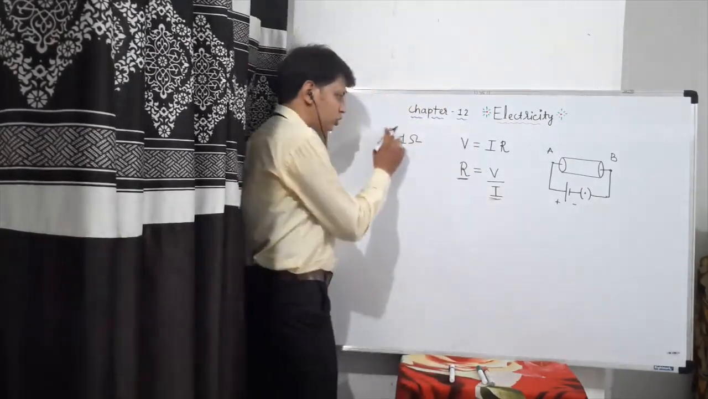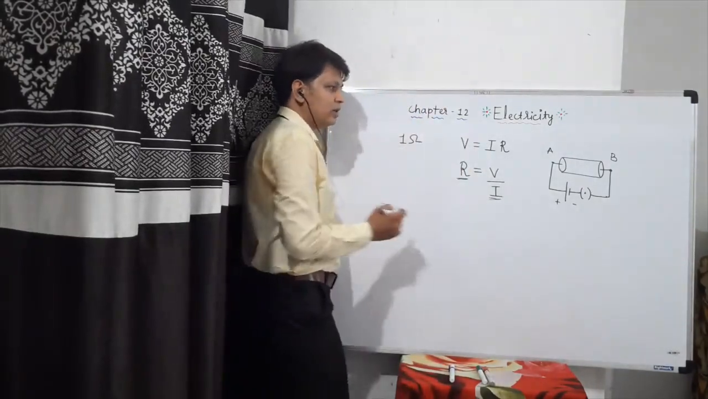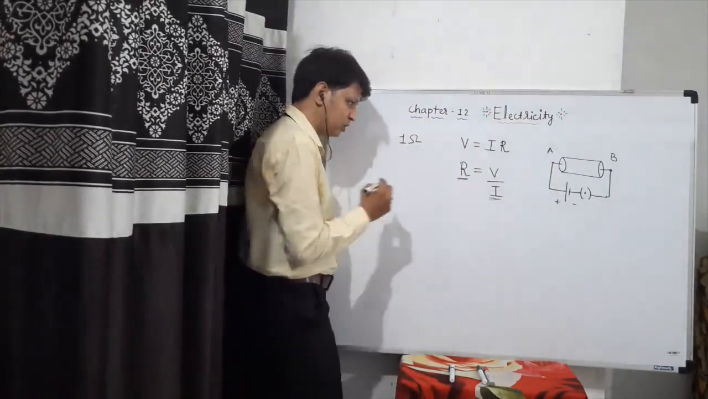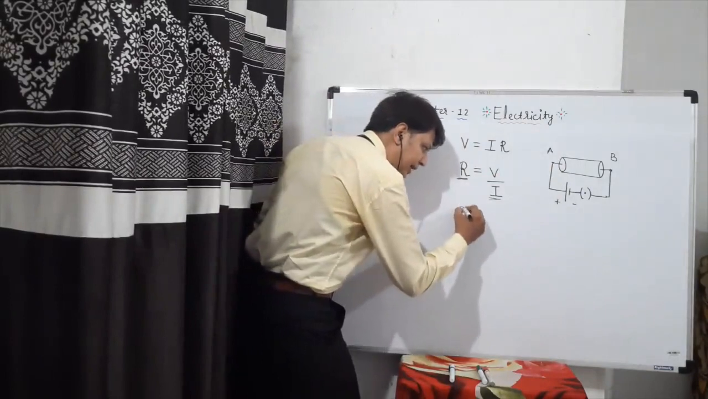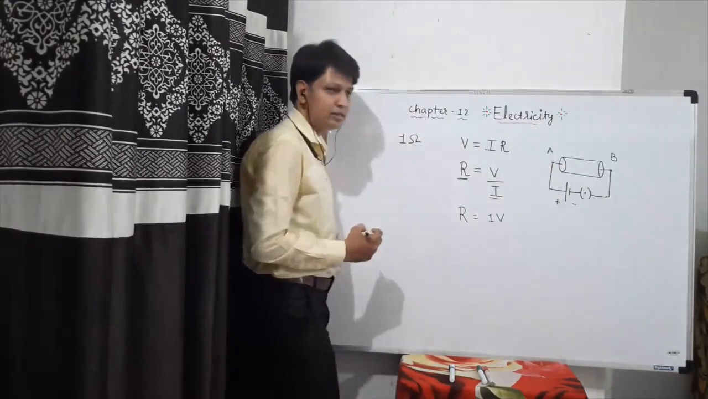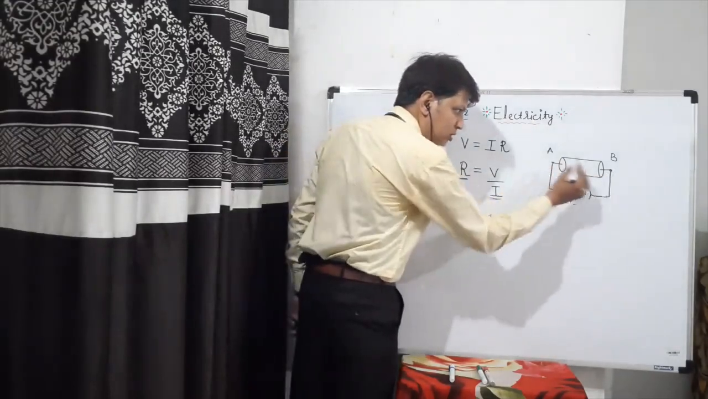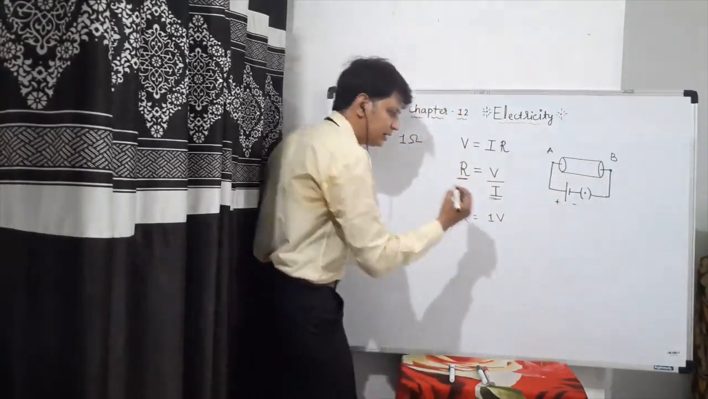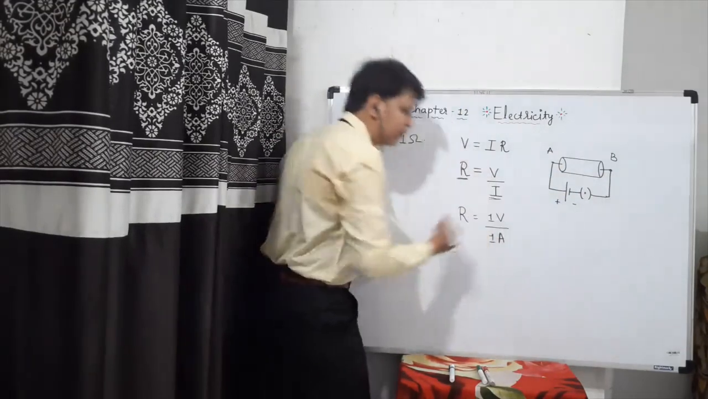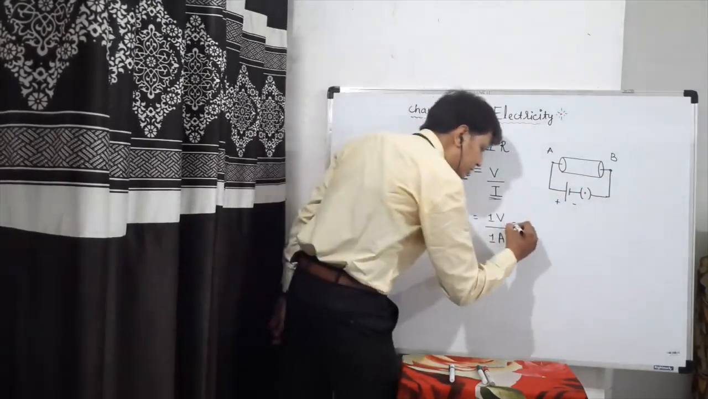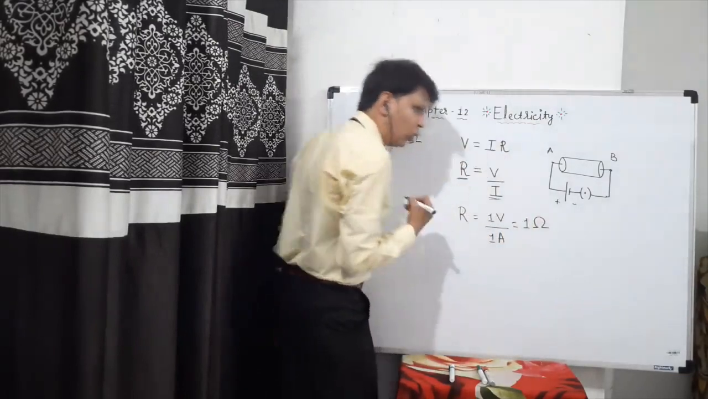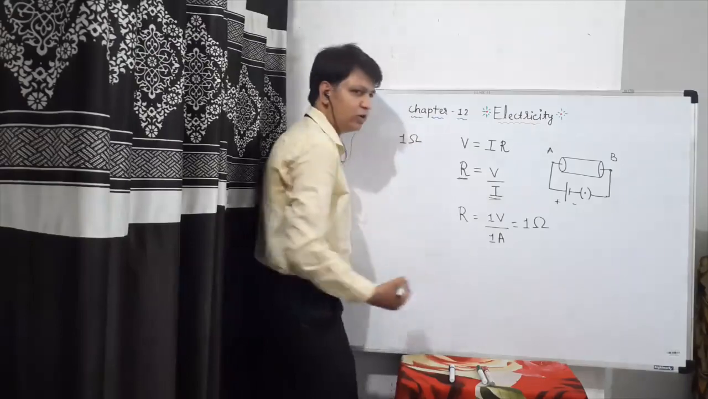Okay, now if I want to know when we can say that the resistance of a resistor is 1 ohm, for that I will write that if 1 volt of potential difference is applied across the two ends of the conductor and the current passing through it is 1 ampere, then the resistance of the resistor is considered as 1 ohm. This is the symbol of 1 ohm.